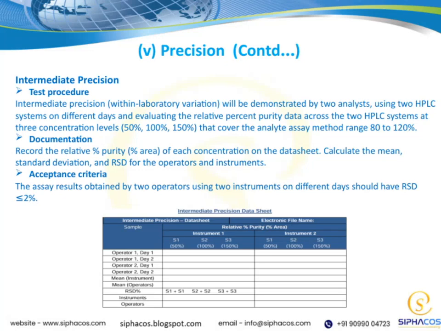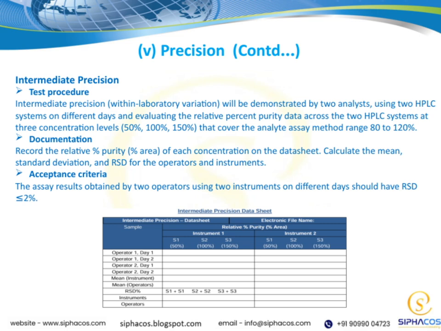Now, let's talk about intermediate precision, which is also known as within-laboratory variation. To demonstrate this, we have 2 analysts working with 2 different HPLC systems on separate days. They will evaluate the relative percent purity data at 3 concentration levels: 50%, 100%, and 150%. These levels are chosen because they cover the typical assay range of 80 to 120%, ensuring our method is reliable across the spectrum.